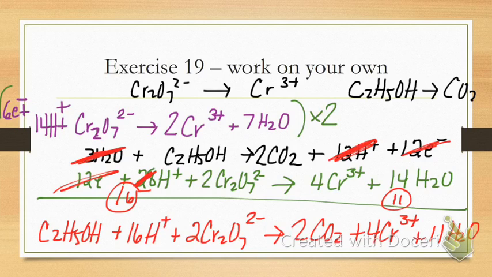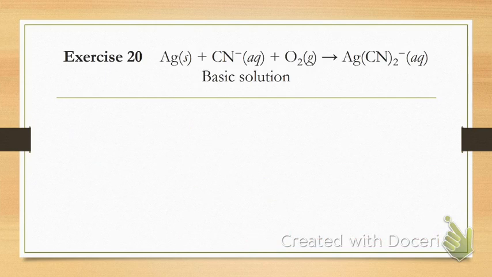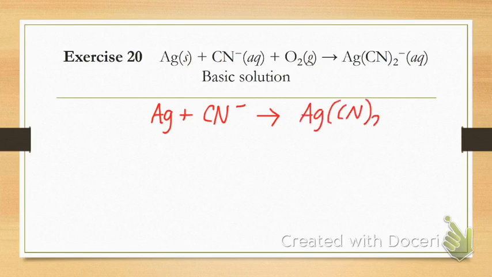So let's do a basic one, okay? Does everybody have this before because once I go, it goes. All right, basic solution. Oh, it's a pretty easy one. Maybe not. Okay, so clearly the Ag goes with the Ag(CN)2 minus and the AgCN also, okay? So that's our first half reaction. So we're going to have Ag plus CN minus. Does anybody remember what ion that's called? Cyanide. Yep. Goes to Ag(CN)2 minus.